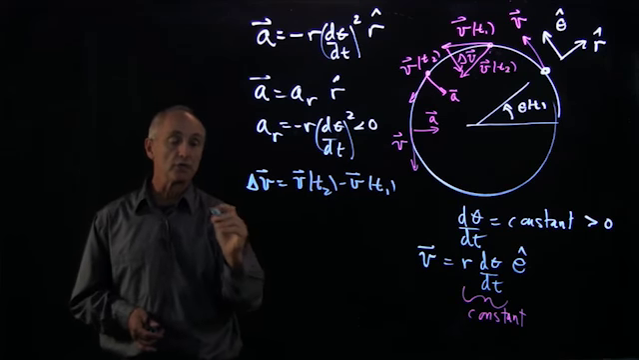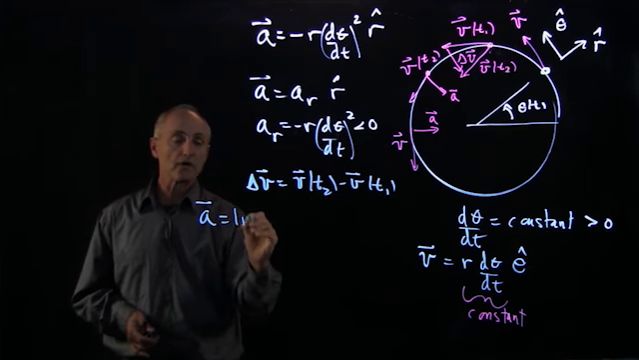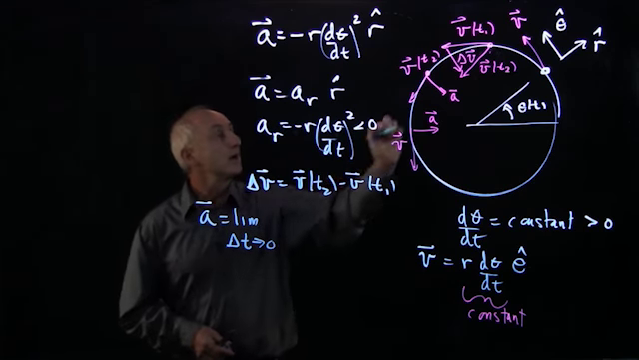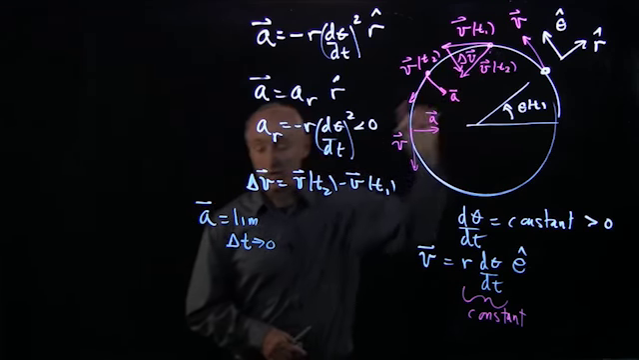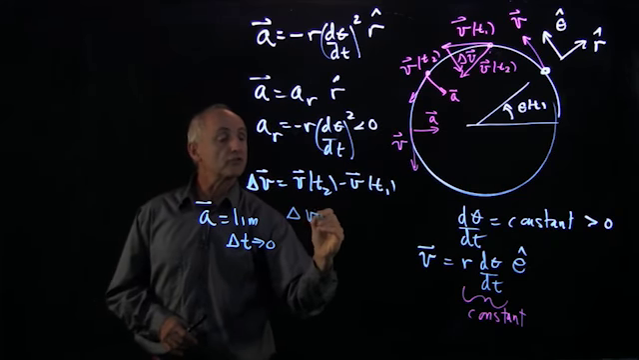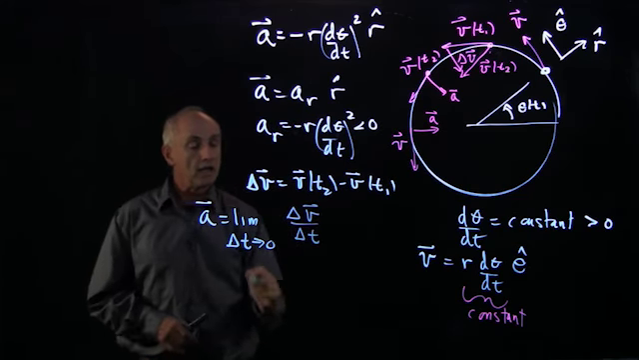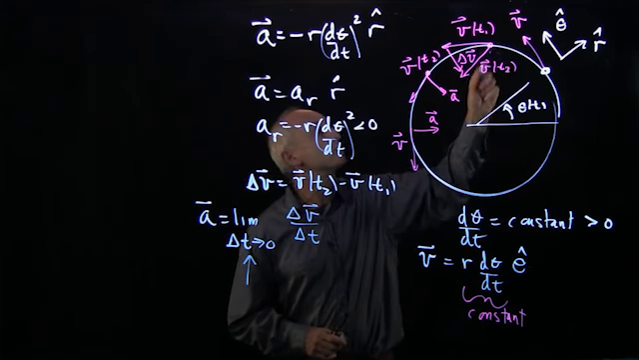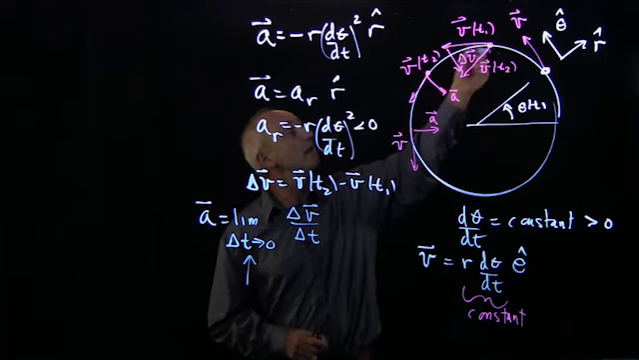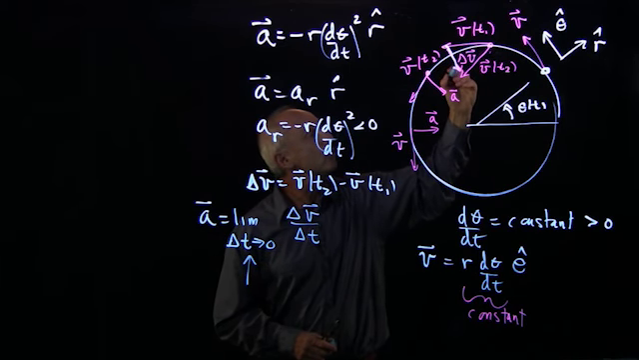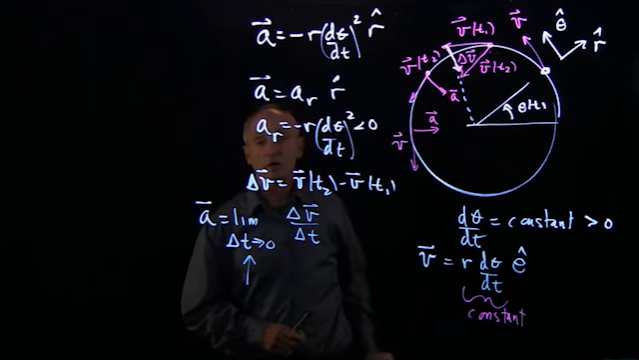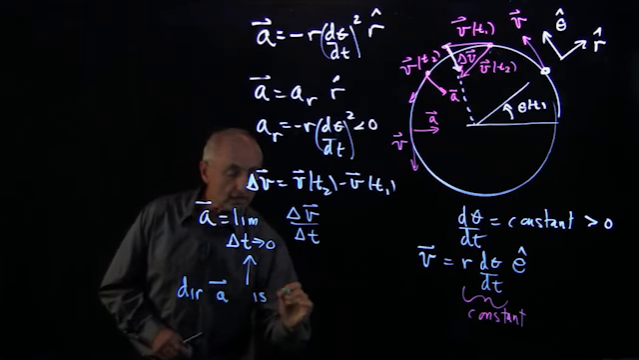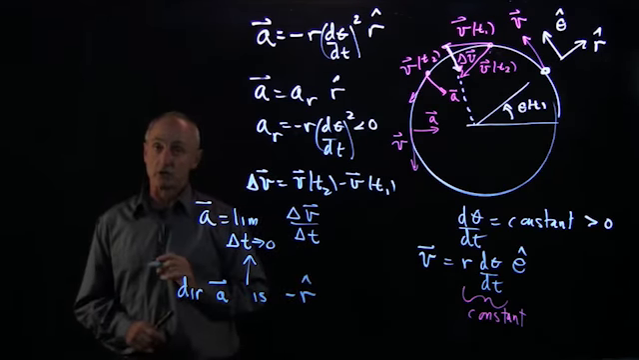then we can get an understanding why the acceleration is pointing inward, because recall that acceleration by definition is a limit as delta t goes to 0. That means as this point approaches that point, of the change in velocity over time. And so when we look at this limit, as we shrink down our time interval between t2 and t1, then this vector will point towards the center of the circle. And that's why the direction of a is in the minus r hat direction.